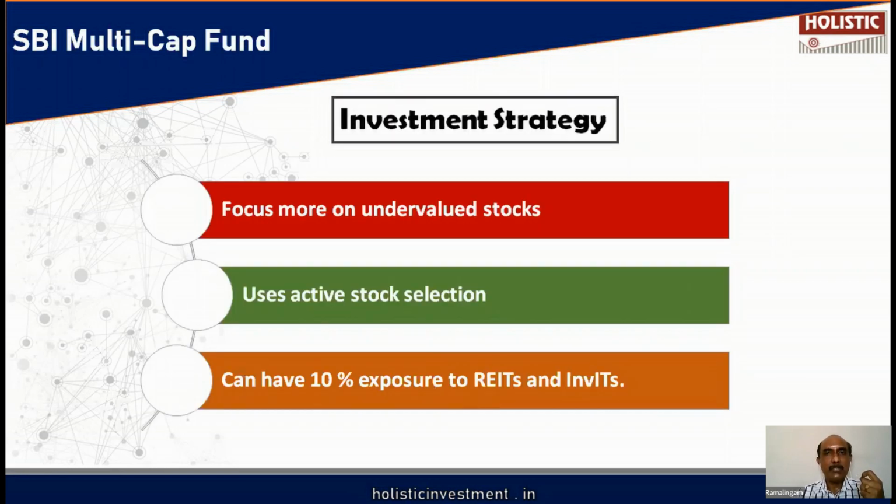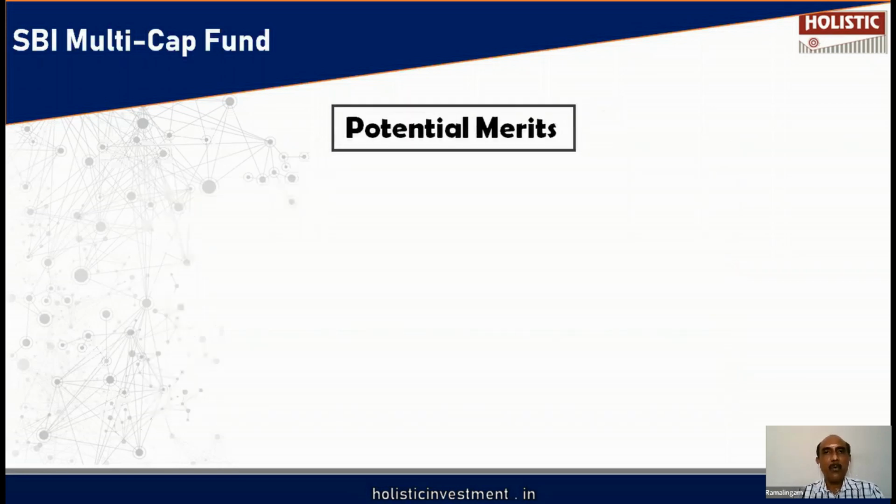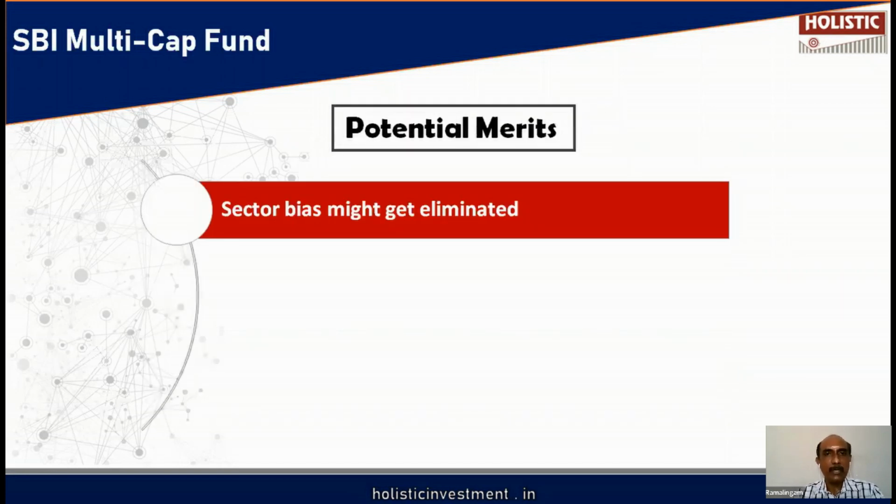As we have understood the basic details of this particular fund, we can analyze this fund by doing a simple comparison of the advantages and disadvantages of this fund. What are the potential merits of this fund? This fund eliminates the sector bias because it is not focusing on the top-down approach, it is focusing on the bottom-up approach. So there is no bias towards any particular sector.